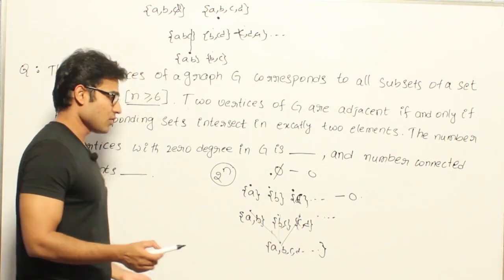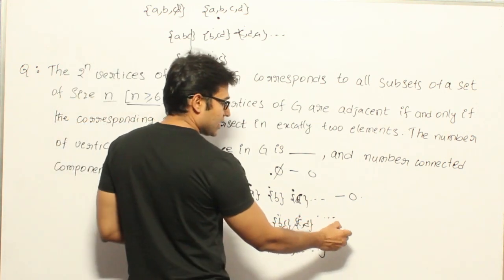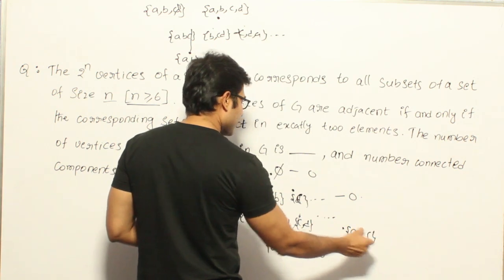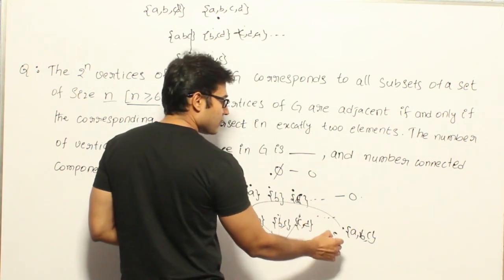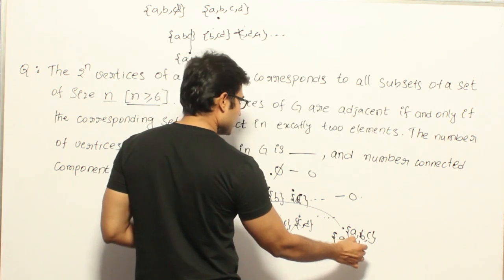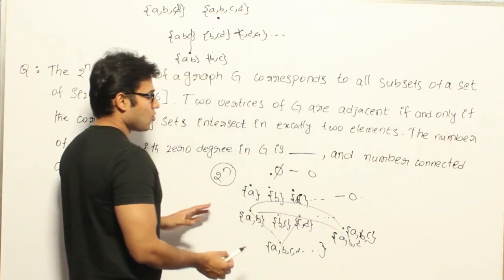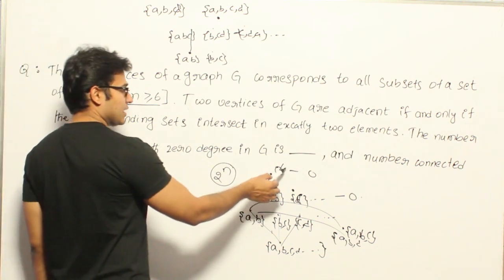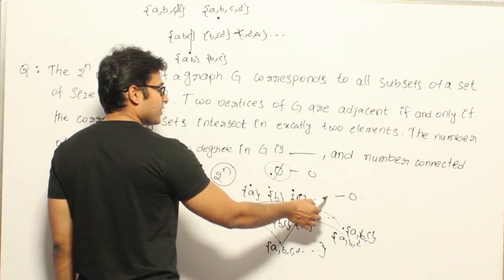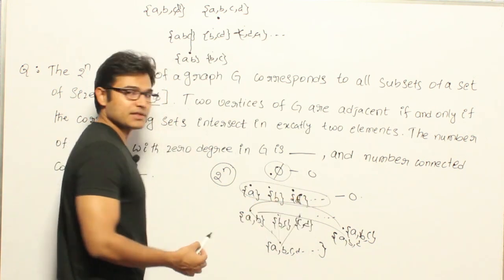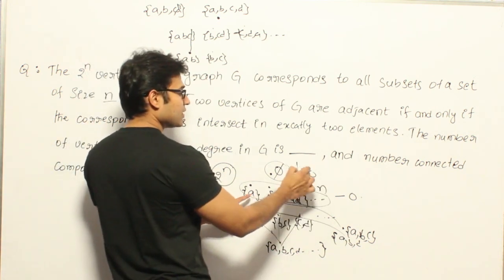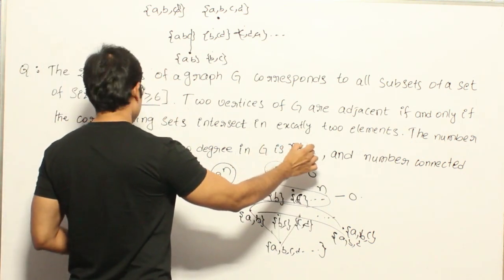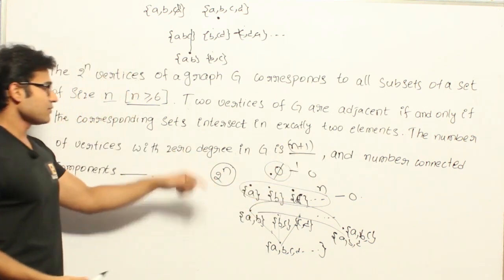Got it? Therefore every other vertex, which can contain either three like this, will be adjacent to this, or if it contains four, let us say ABCD, will be adjacent to this, right? So the only vertices which will have degree 0 are the one representing the full set and the vertices representing singleton sets. So n elements and then one element, therefore n plus 1 vertices will have 0 degree.